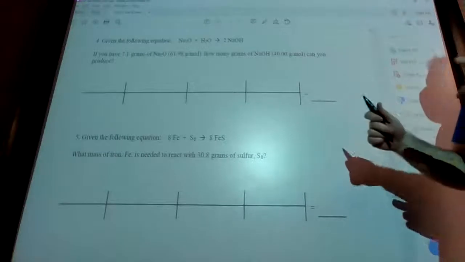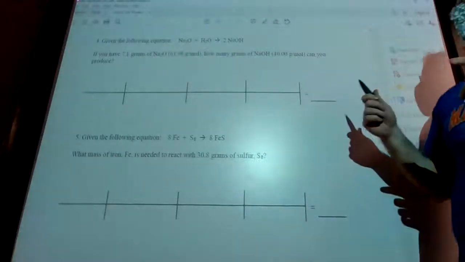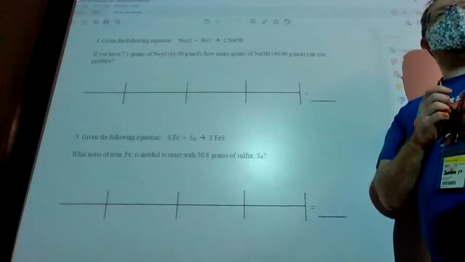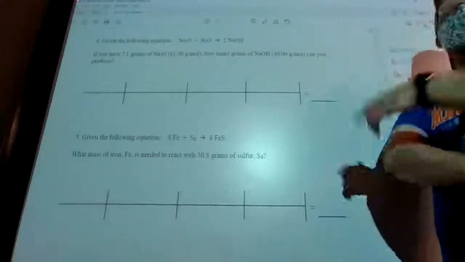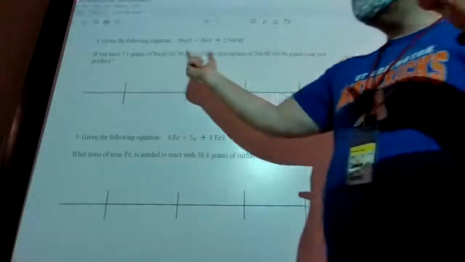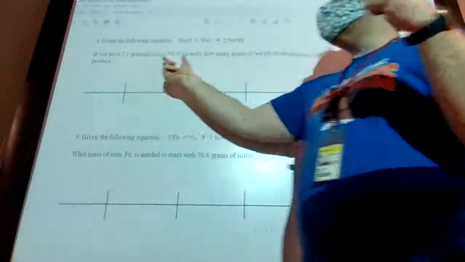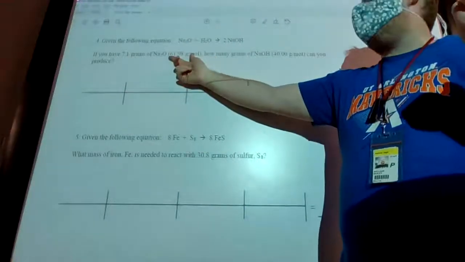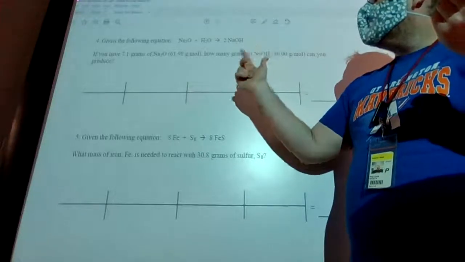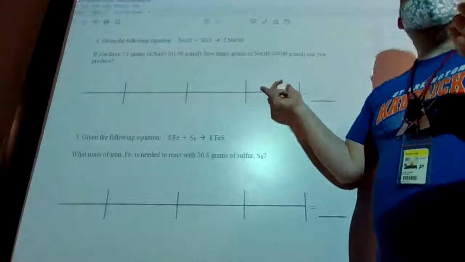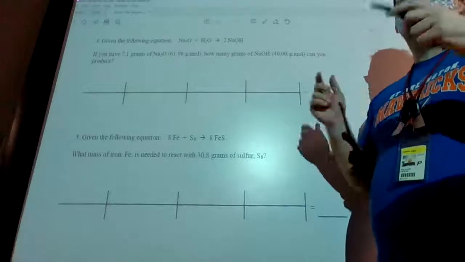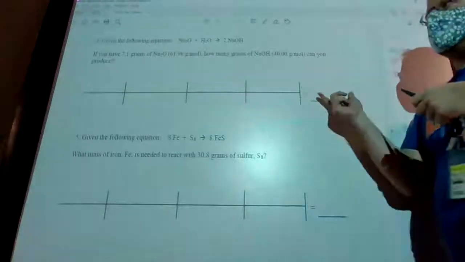The fourth one, the grams to grams problem. What was our answer there that y'all got? 5.94? 9.16. Everybody got 9.16. So if you got the 5.94, maybe double check that. We start with our 7.1, then divide by the molar mass, 61.98. Then we had our mole ratio of 2 over 1, and then we multiply by 40 at the end. If you got off on your math, let me know, and I'll come see what you did wrong and help you get to the correct answer.